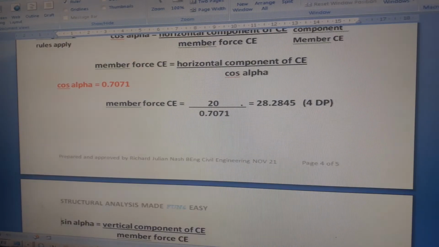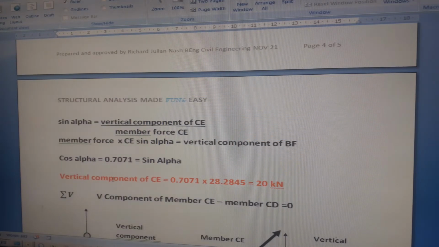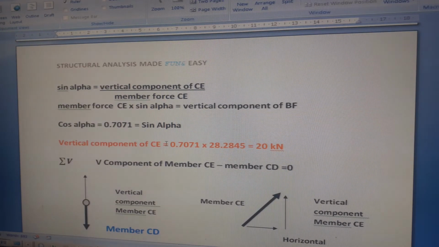And then we go on to the next bit. Sine alpha equals the vertical component of CE divided by member force CE. So member force CE times sine alpha equals the vertical component of CE. Cos alpha equals 0.7071 equals sine alpha, that's the same. So the vertical component of CE equals 0.7071 times 28.2845 equals 20 kilonewtons. So the vertical equilibrium is: vertical component of member CE minus member CD equals 0.